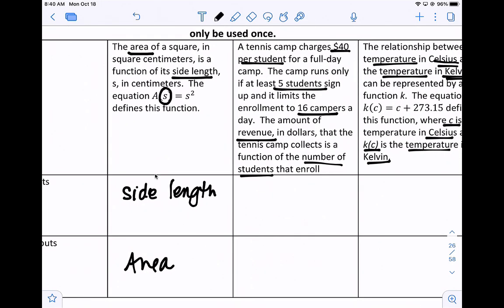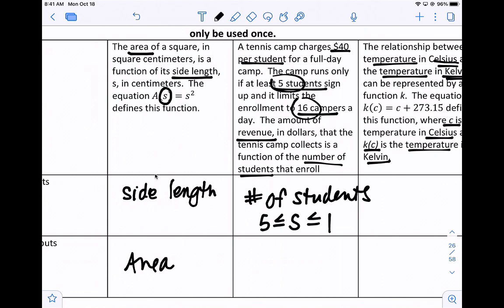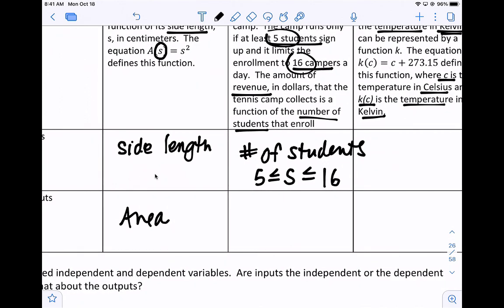In the tennis camp, it says the amount of revenue is a function of the number of students. So the input would be the number of students. And it has to be between 5 and 16, so you could also write something like this. The number of students has to be at least 5 and up to 16. And it says that the amount of revenue is a function of that, so it would be revenue.